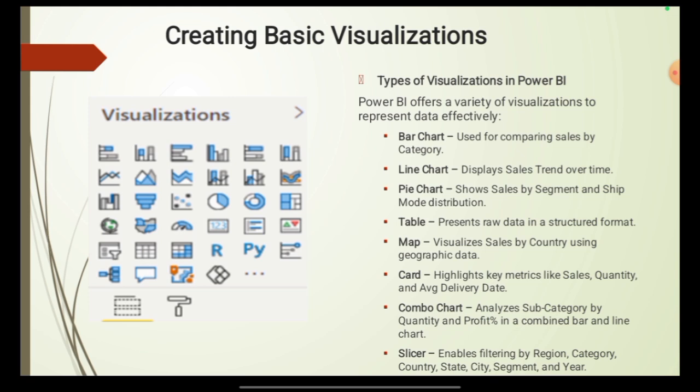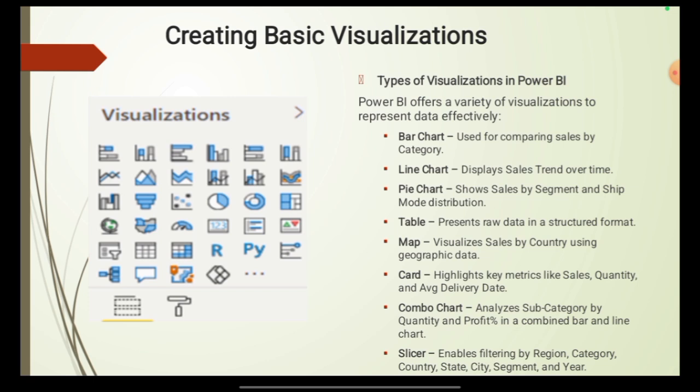Combo chart analyzes subcategory by quantity and profit percentage in a combined bar and line chart. Slicer enables filtering by region, category, country, state, city, segment, and year. So from these details, we get to understand that in Power BI, creating basic visualizations helps represent data in a meaningful way to uncover patterns and insights.